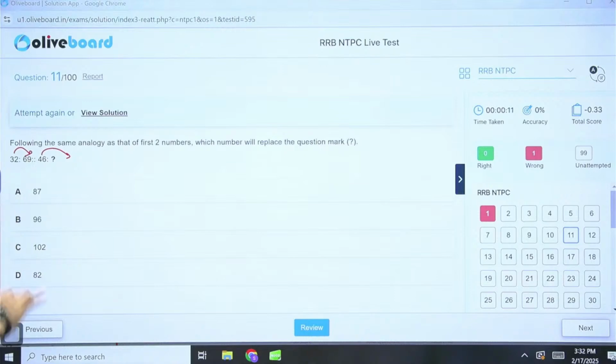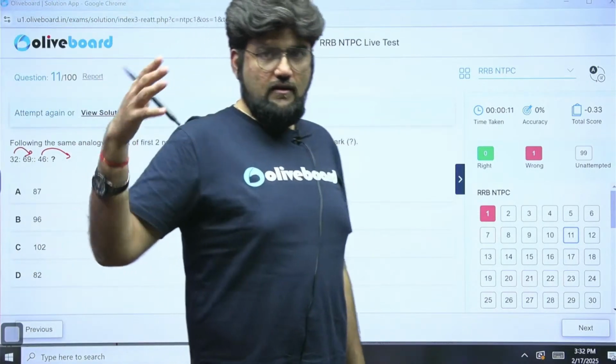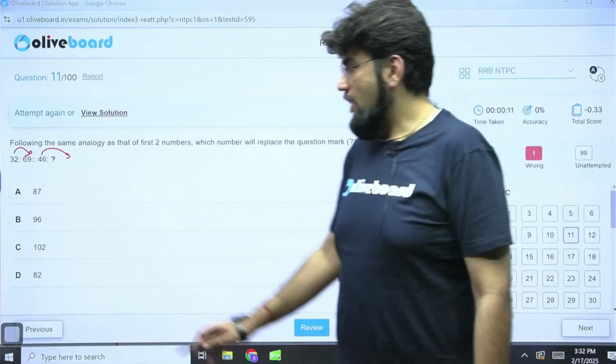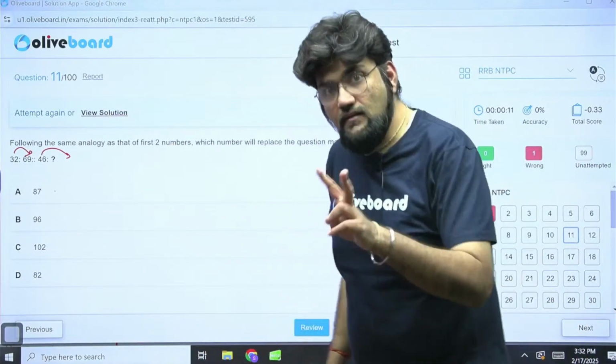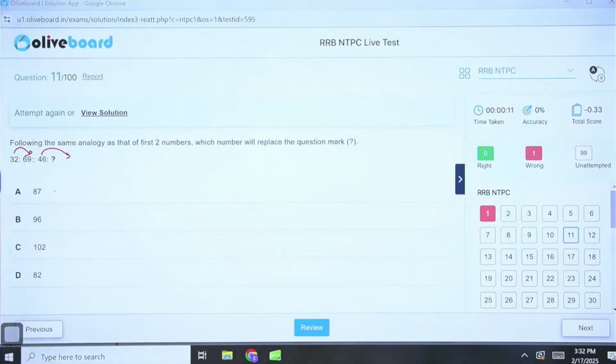If you repeat that here, you multiply 46 by 2, you get 92. If you add 5 to 92, you get 97. But none of the options say that. You have an 87 here. The second thing which should then click you, this should be an order, guys. This is what I expect from all of you.